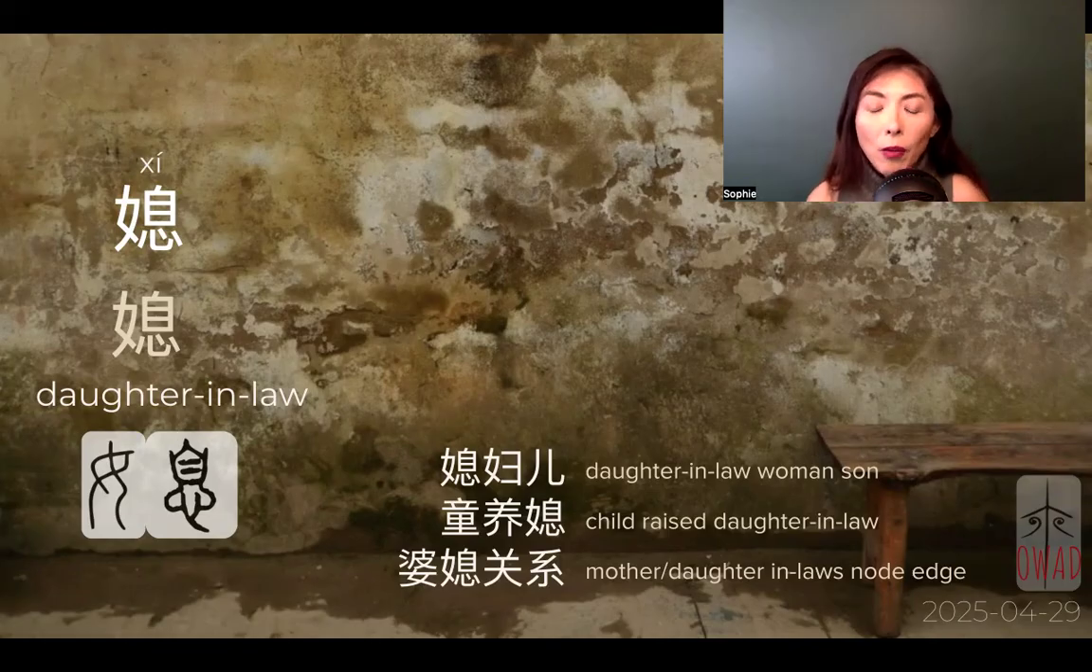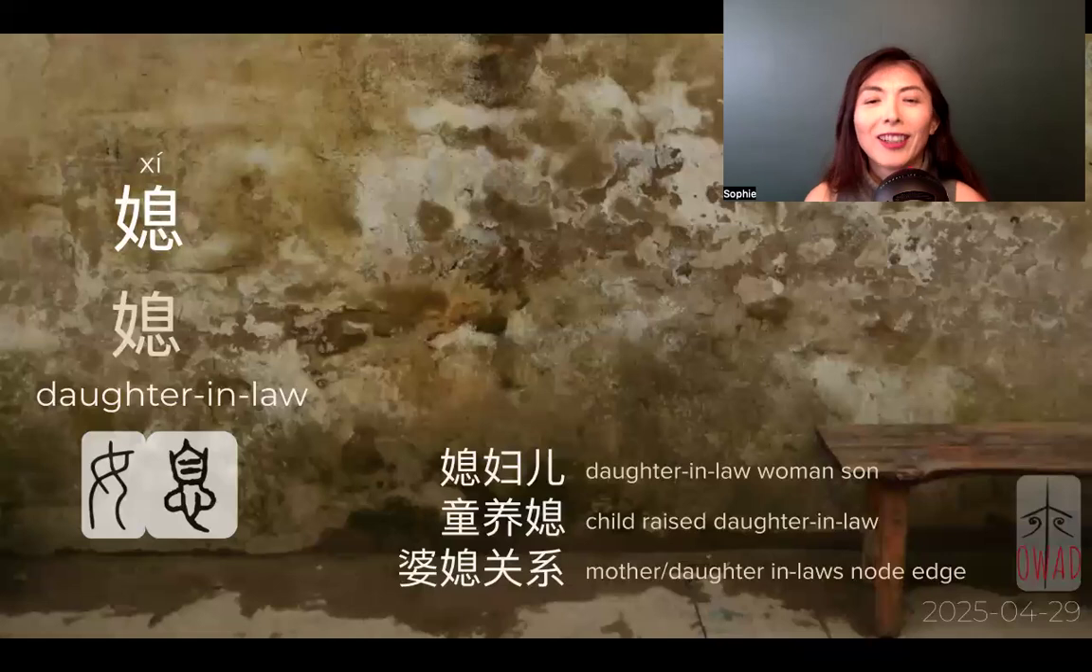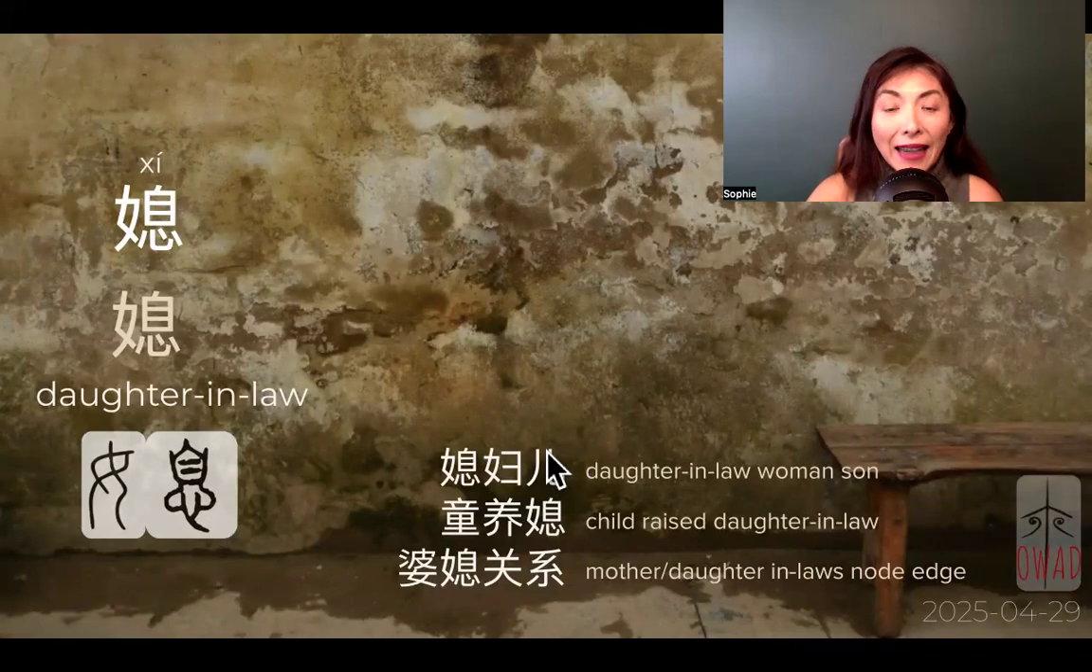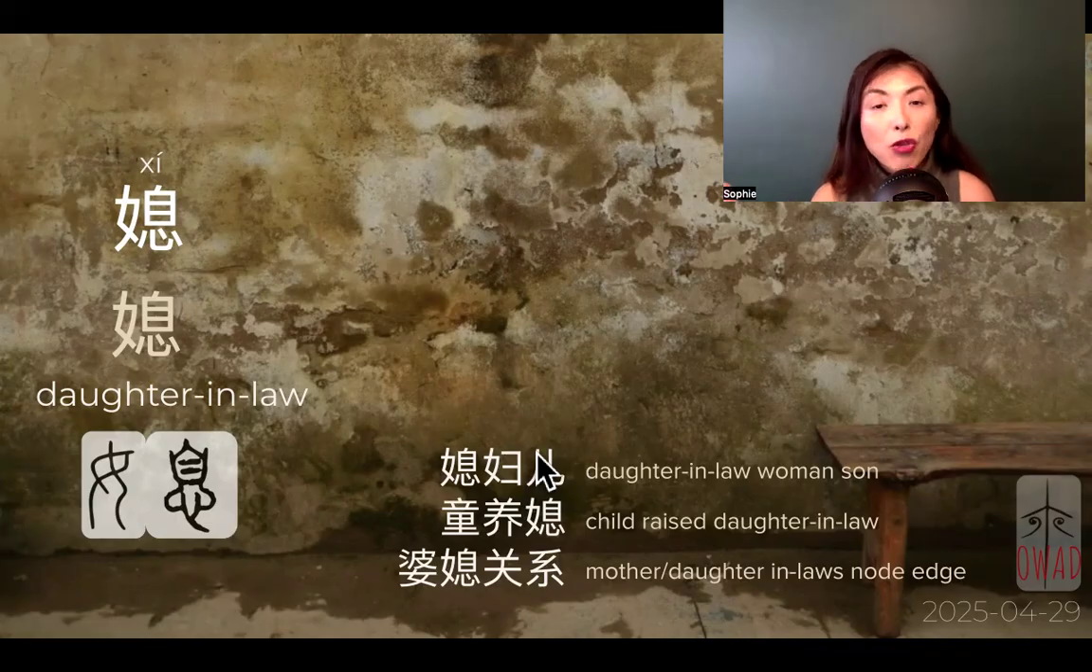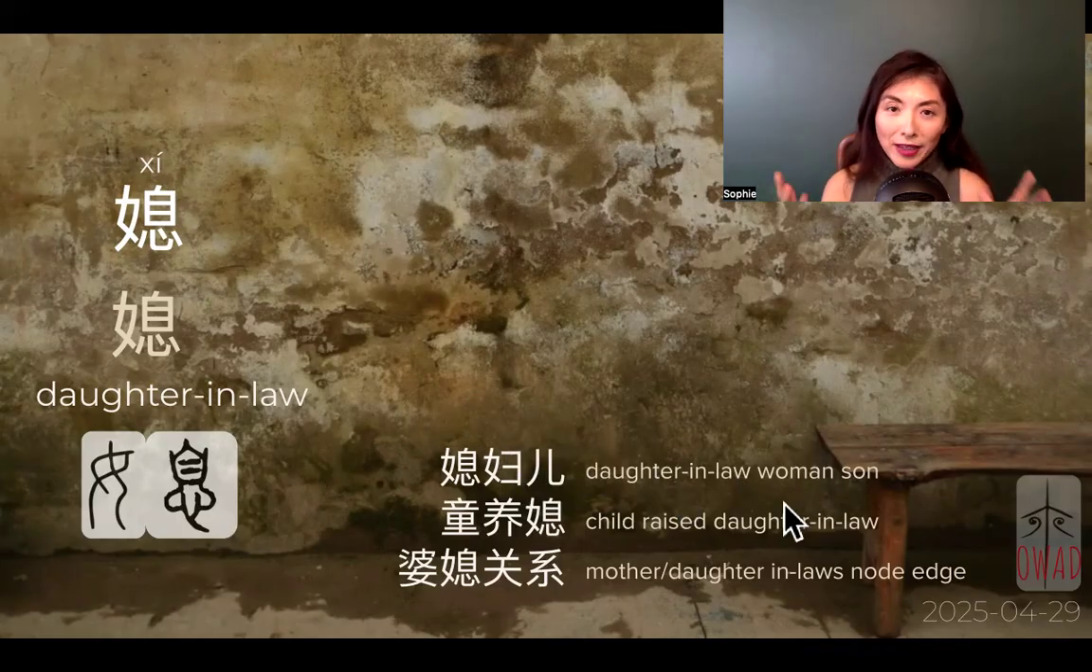Okay, daughter-in-law, we have 媳妇. With this 儿 added at the end, you can tell that's northern China dialect, which will curl the tongue at the end of the pronunciation. And 媳 originally means son, and we have a daughter-in-law 媳妇, or there's a fu in the middle, which means woman in general.